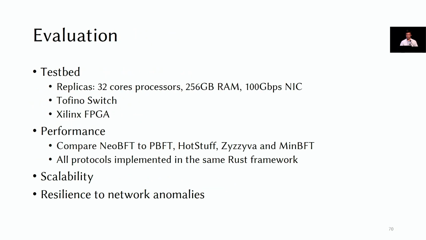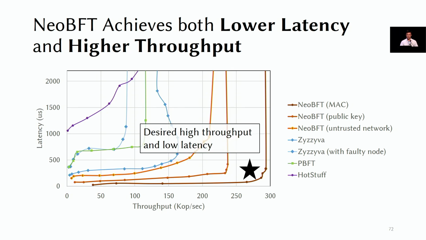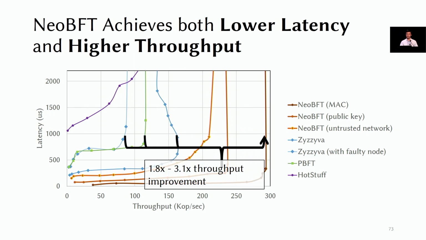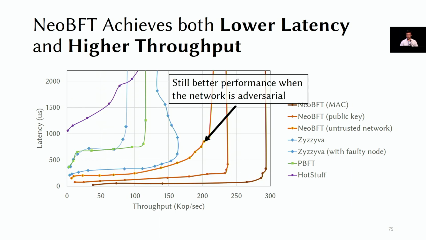Lastly, the evaluation. We perform a series of evaluations to compare NeoBFT with 4 previous BFT protocols: PBFT, HotStuff, Zyzzyva, and MinBFT. Our evaluations show NeoBFT has the best performance and good scalability, and it is also resilient to network anomalies. The result of the performance evaluation is shown in this throughput latency graph. As we can see, NeoBFT achieves the desired high throughput and low latency. Compared to other protocols, NeoBFT shows 1.8 times to 3.1 times throughput improvement and 8.5 times to 42 times latency improvement. Furthermore, NeoBFT still has better performance when the network is adversarial.